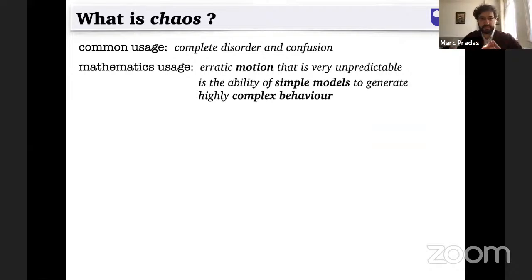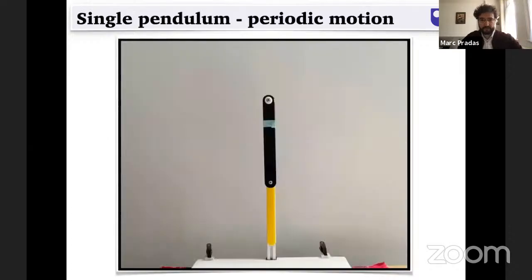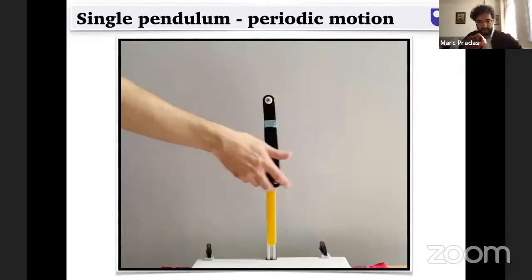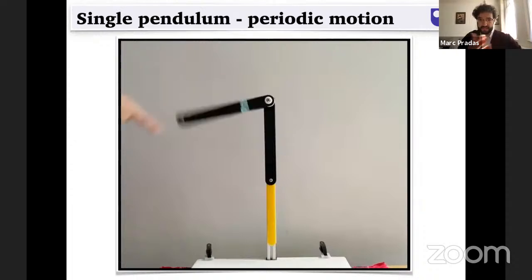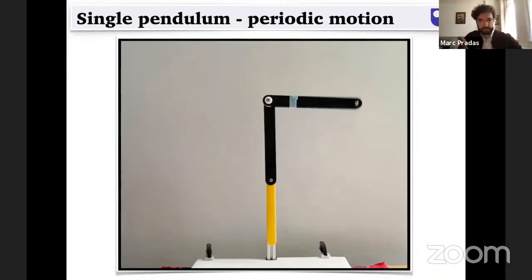So let's start by showing you something that is not chaos. This is a very simple mechanical system, known as a single pendulum. It's basically a single bar that is attached to a fixed point, and it can move around this point in the middle. If I lift this bar and then let it go, hopefully without surprises, what you will expect is that the bar moves left and right, left and right. I'm playing this movie in slow motion, so hopefully you can see this clearly on your computer or on your iPad. This is an example of a regular periodic motion.